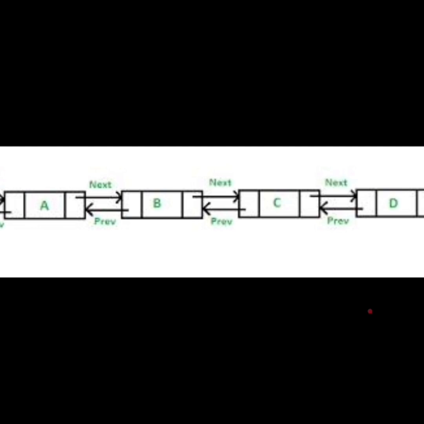And similarly, B contains one data part and 2 next parts. Here we call the 2 next parts next and previous, as one points to the right side node and another points to the left side node. So here it is called next and previous, and in a singly linked list it is only next, and here it is divided into 2 parts since it is pointing to 2 different nodes.